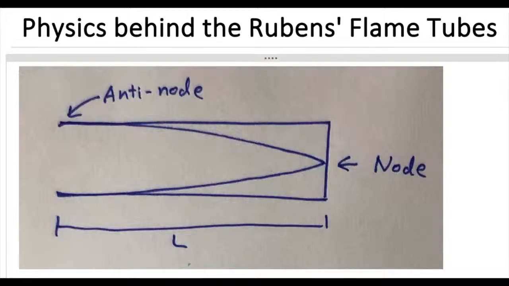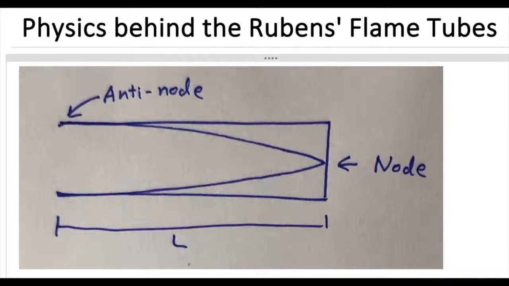The definition of node is a point along a standing wave where the wave has minimum amplitude. And the definition of antinode is where the amplitude is maximum.